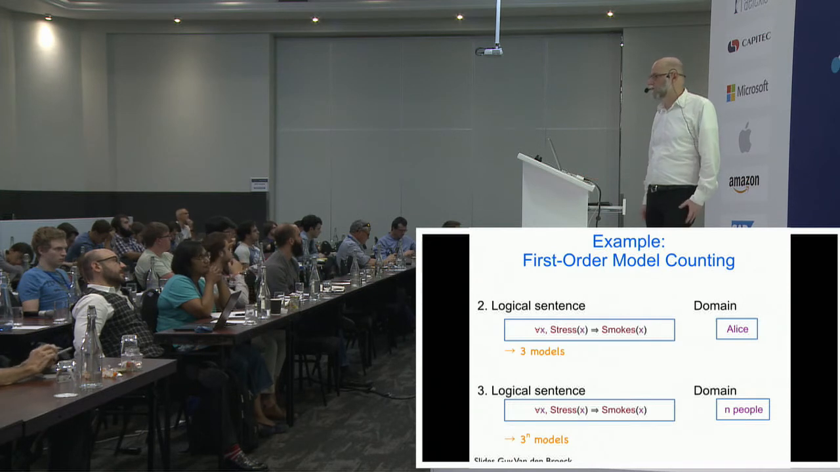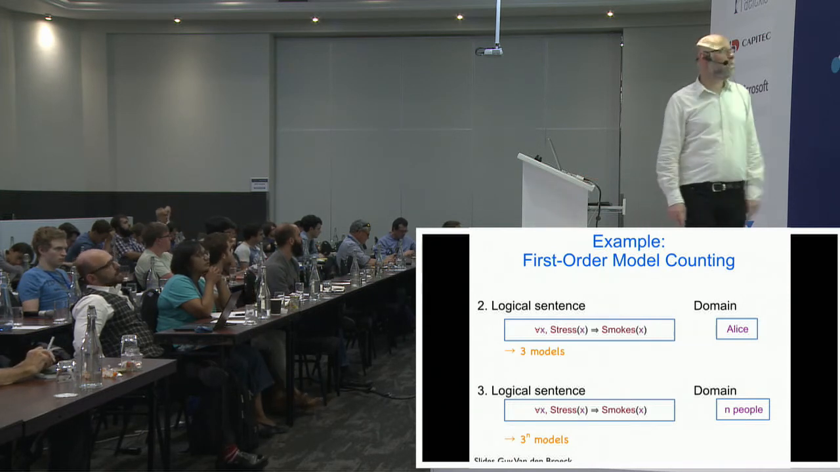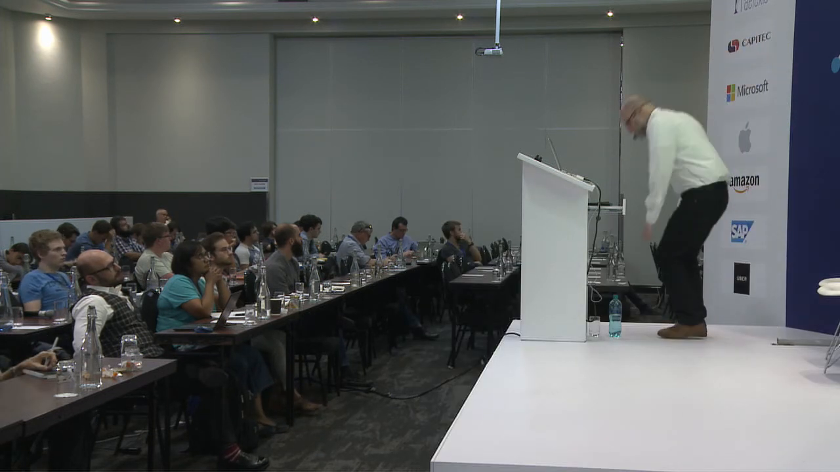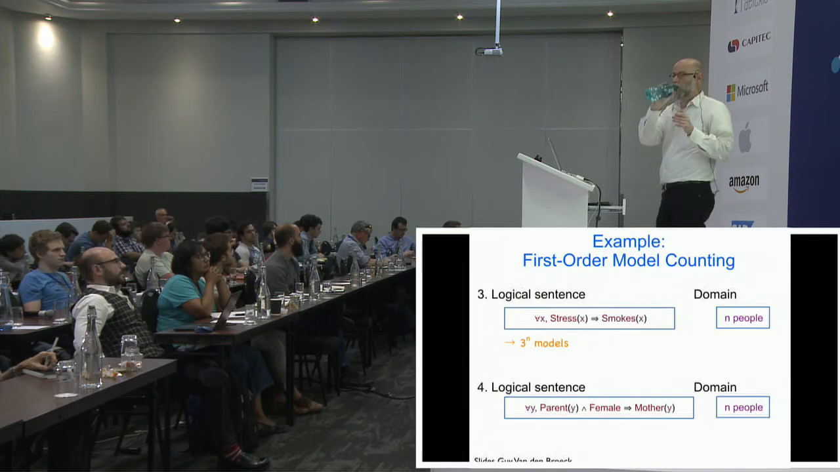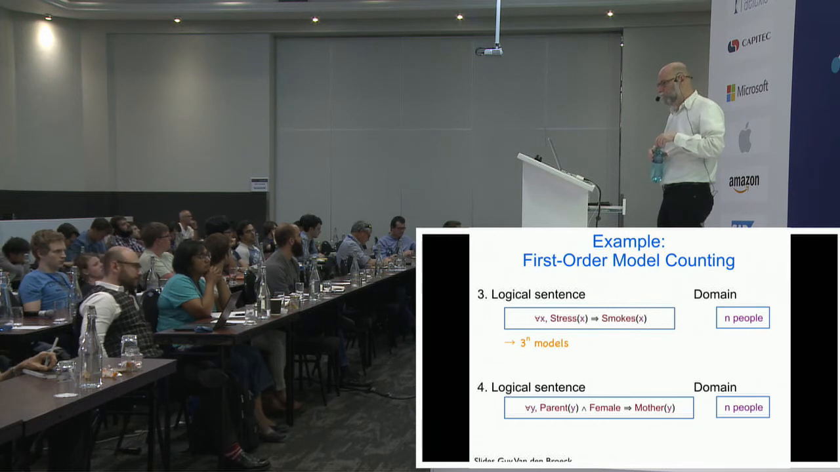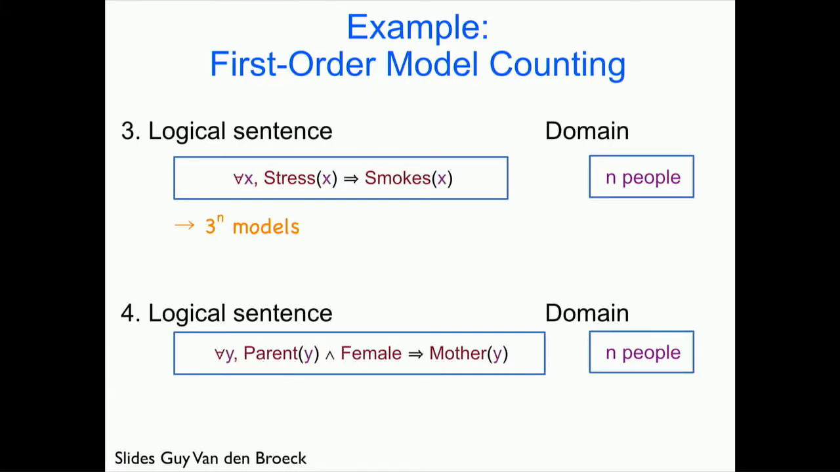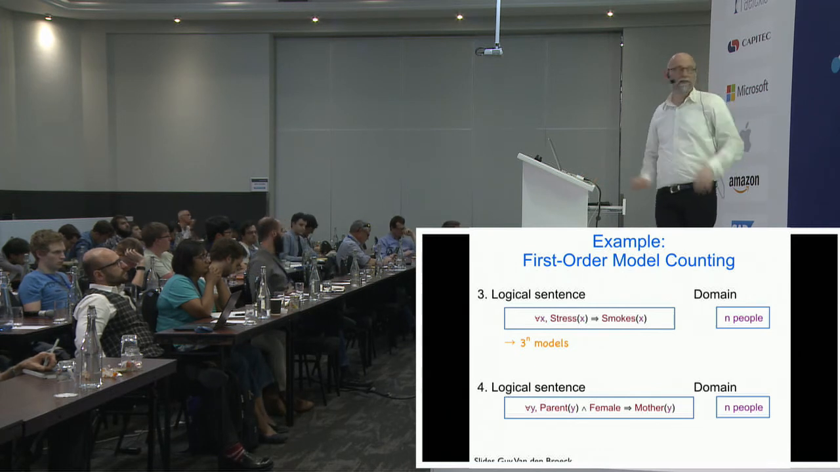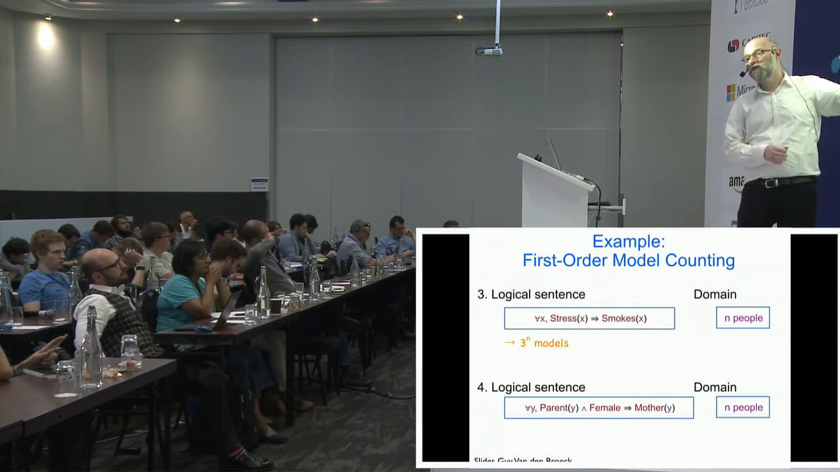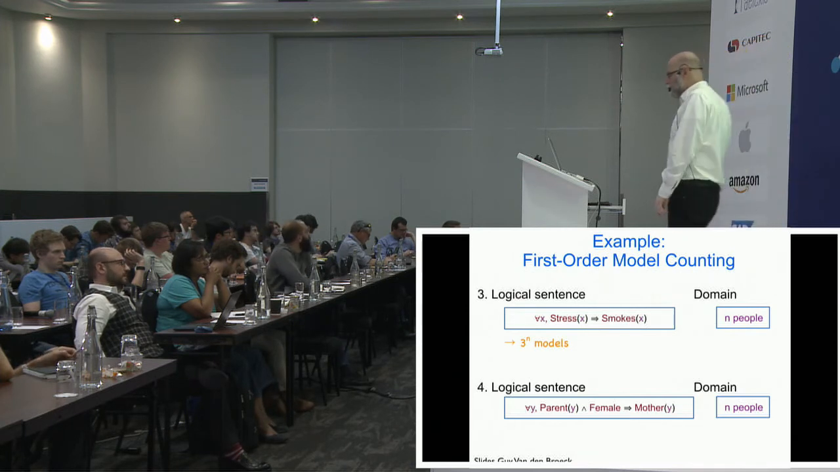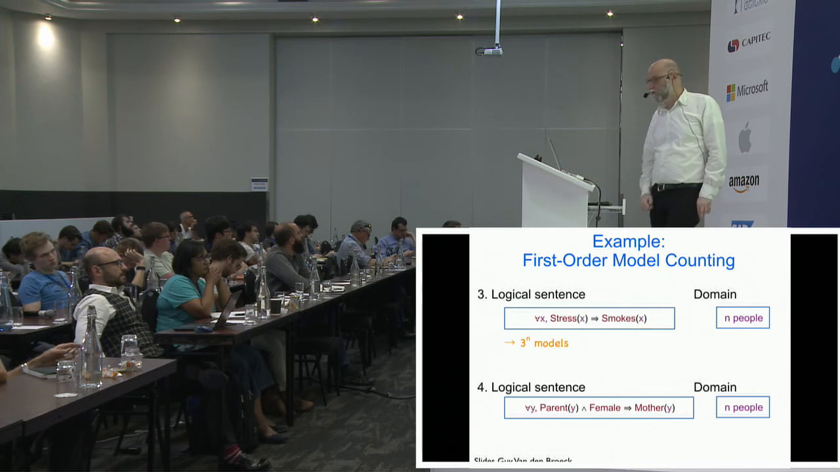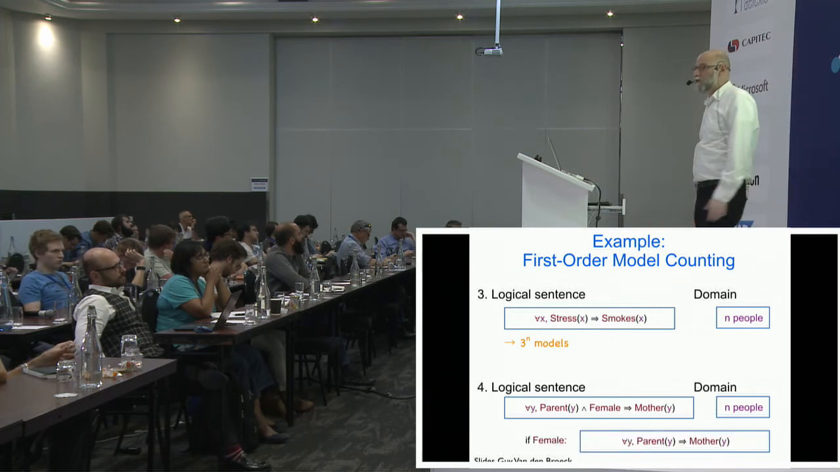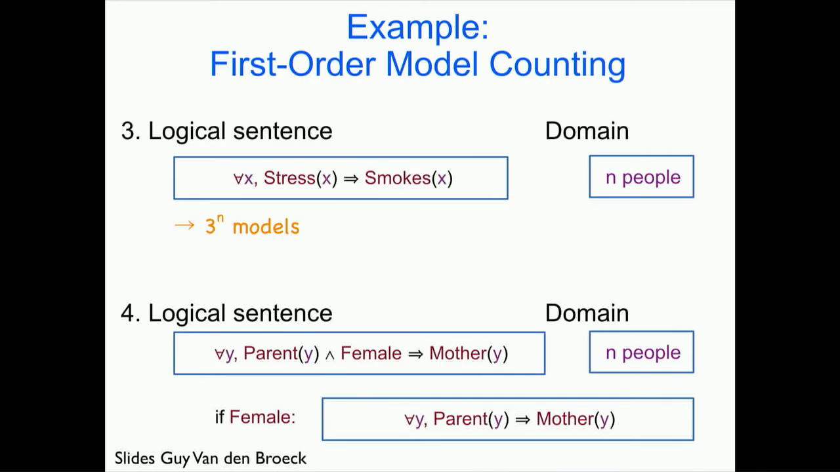Then let's look at another clause, which is slightly more complicated. We now introduce this female in there. Maybe I'll let you think for a moment. So the trick here is to distinguish the two cases, and then in a sense you reduce it to the previous case or to another case. If female is true, then you basically get the same situation as before, and so the number of models will be 3 to the power n.